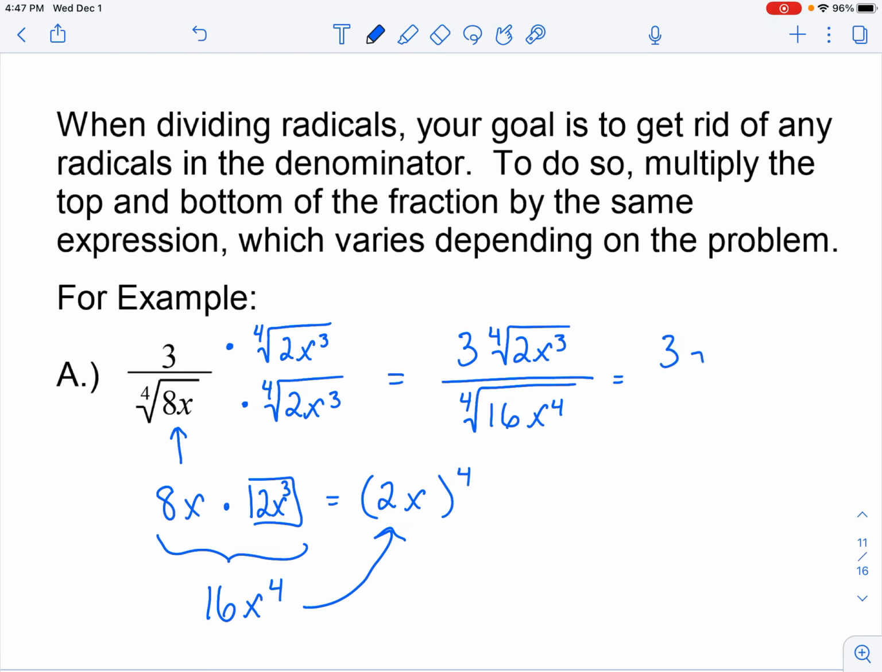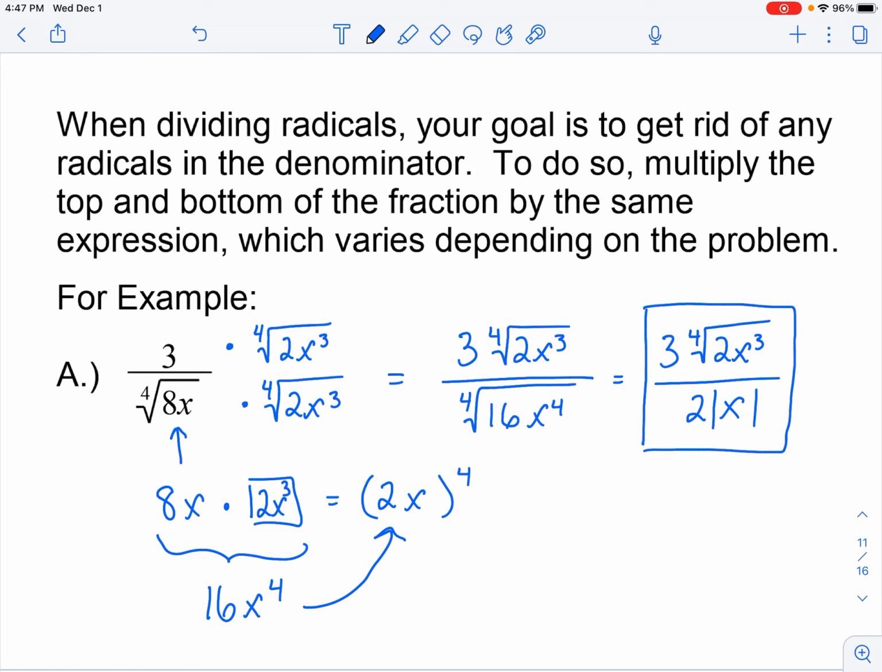So now I'm going to have 3 fourth root of 2x cubed. In the denominator, the fourth root of 16 is 2. The fourth root of x to the fourth is just x to the first, because I'm doing the 4 exponent inside divided by the 4 index to get x to the 1. Now, because this was an even indexed root, and this exponent is an odd exponent, I need absolute value around that x. So this is the final answer for problem A.